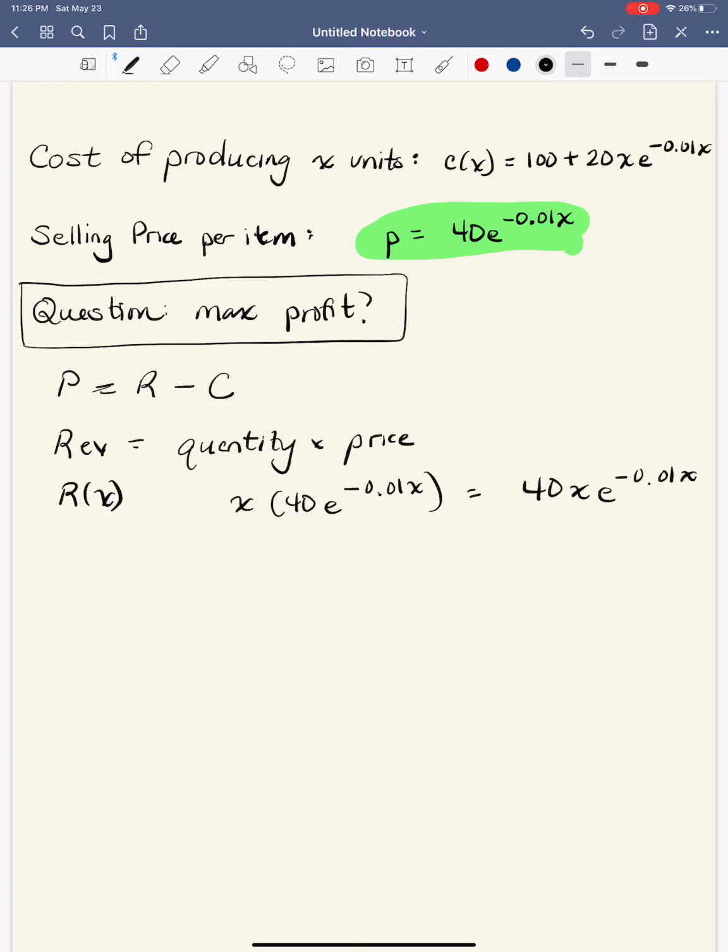Okay, so then profit, or we like to call P of x, is the revenue function 40x e to the negative 0.01x minus the cost function. Now, if the cost function is all of this, we have to make sure we subtract it all, so I'm using parentheses here.